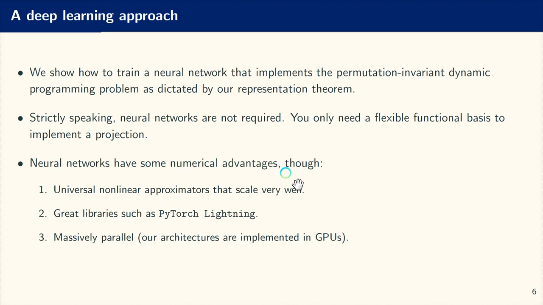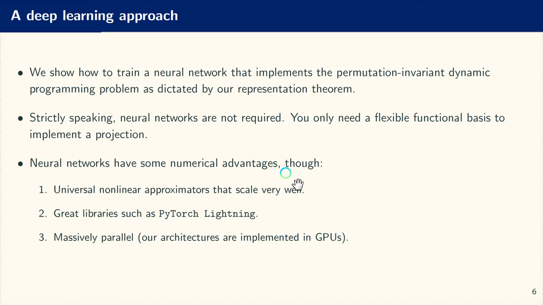Strictly speaking, dealing with neural networks is not required, because the only thing that you really need is a flexible functional basis that will implement the approximation theorem, for instance through a projection. Nonetheless, neural networks have some numerical advantages. We know that neural networks are universal nonlinear approximations, which means they can approximate a very large class of nonlinear functions, and moreover that they scale very well.